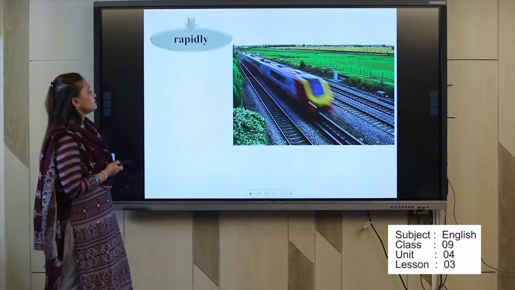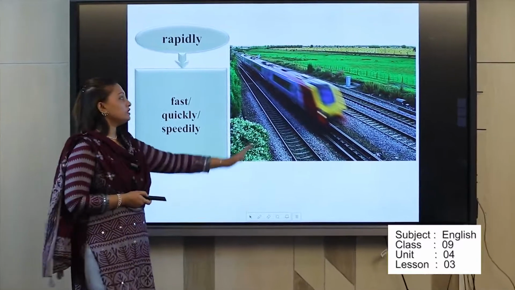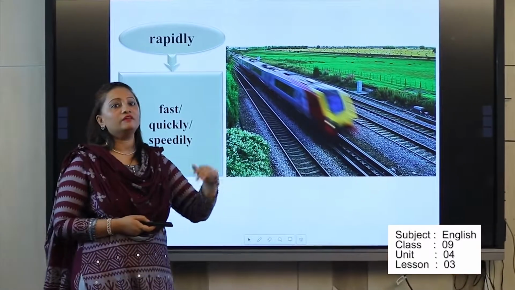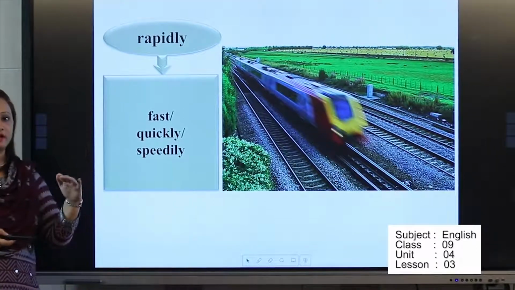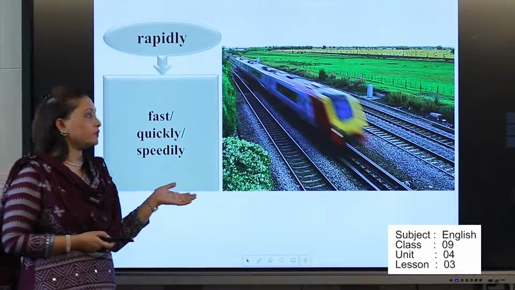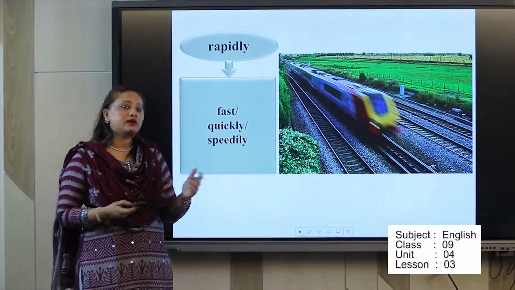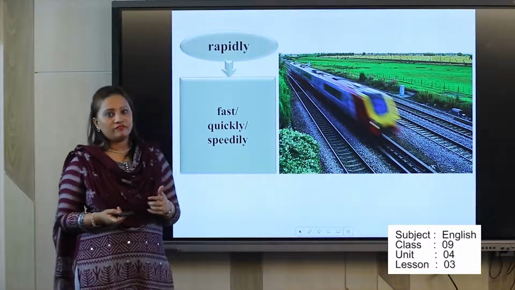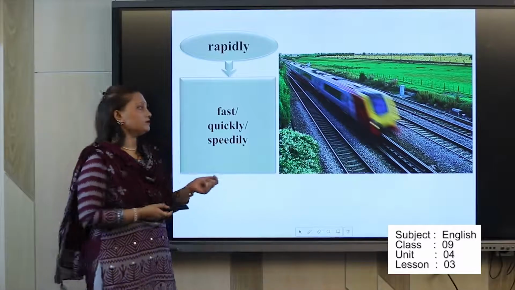And next is rapidly. So through the picture what can we find? The train is going very fast. That means very rapid, very quickly, very speedy we can say. So we have a lot of experience through this word. Whenever someone is walking, we can say walking very fast, running very fast, cycling very fast. This type of example we can add, okay?